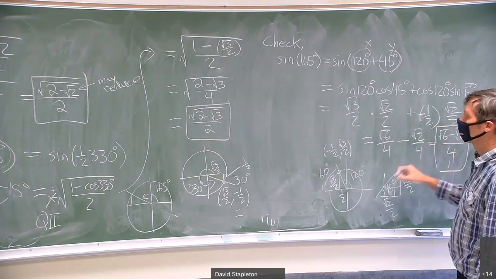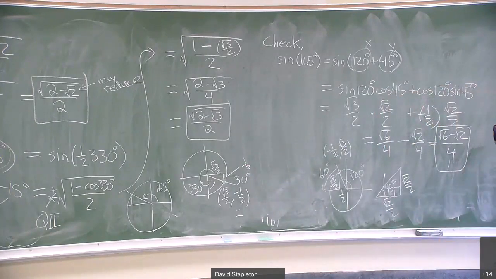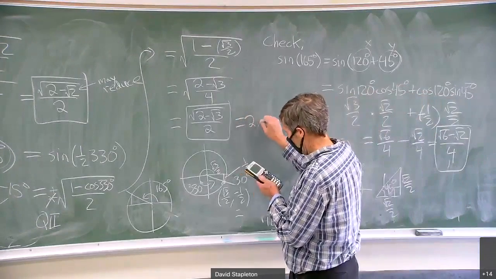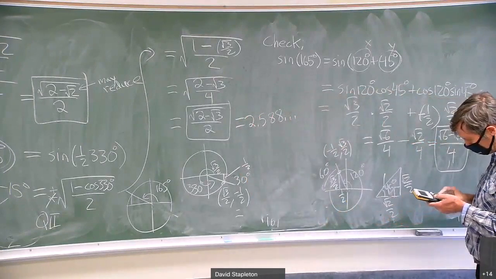And to my horror, it looks different. What's wrong? So I go check this on my calculator, and I'm going to compute it here. Square root 2 minus square root 3, all divided by 2, and I get 2.588, blah, blah, blah. And then I compute this one, just to see how they compare.